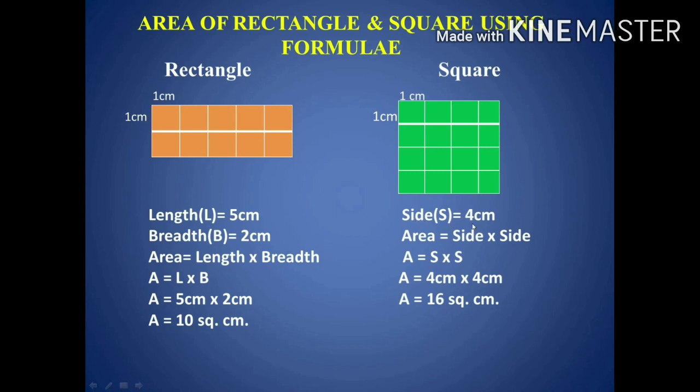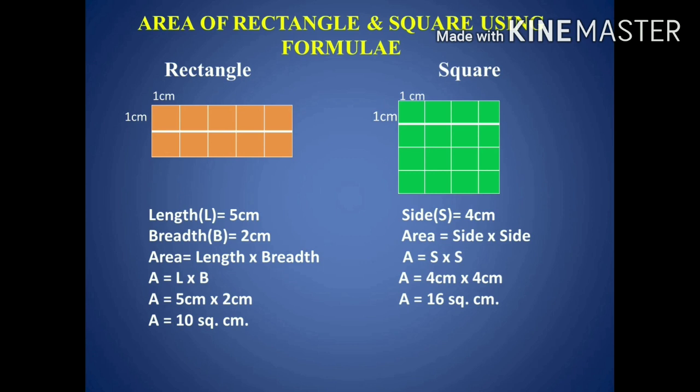The side of this square is 4 centimeter. 1, 2, 3, 4. Now the formula for square is area equal to side multiplied by side, or we can write it as A equal to S multiplied by S. Now put the values of side. So the value of side is 4 centimeter multiplied by 4 centimeter. Hence the area of square equal to 16 square centimeter.